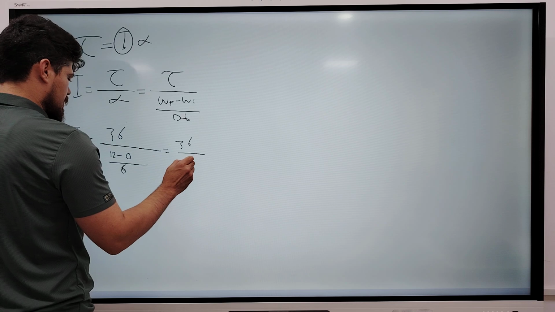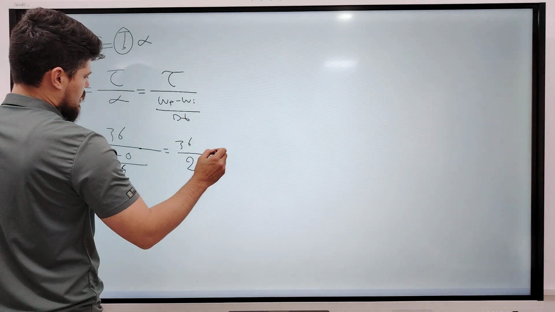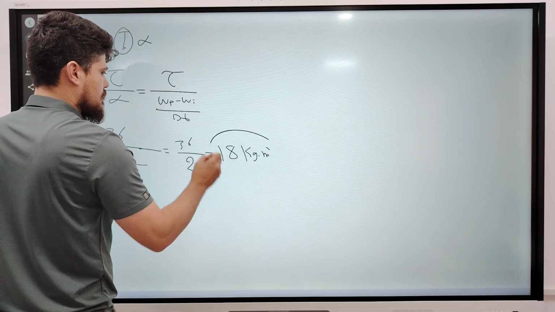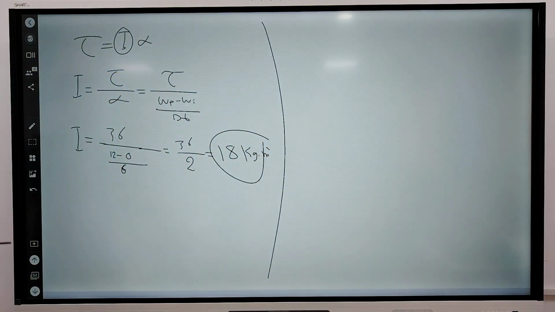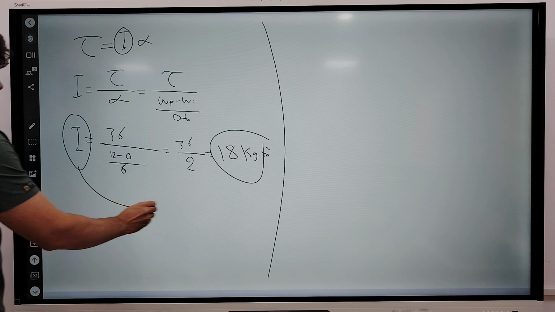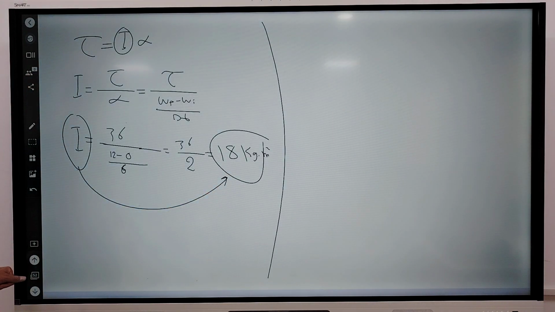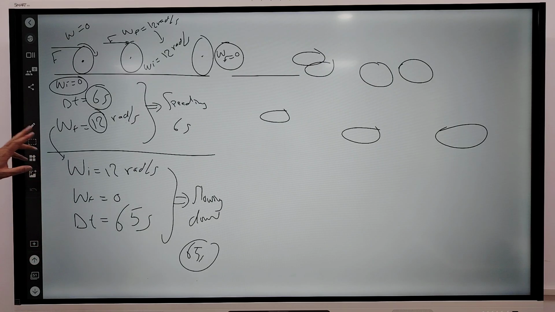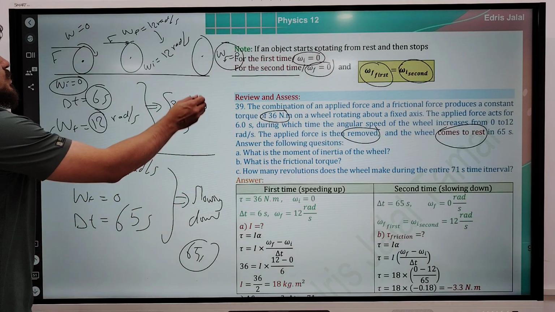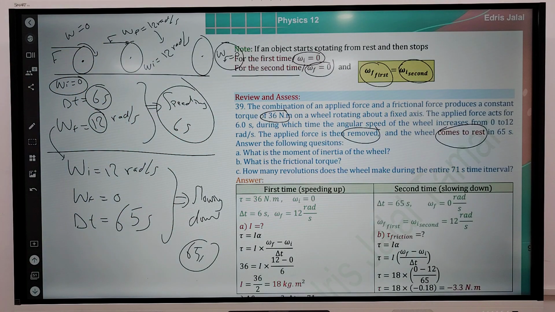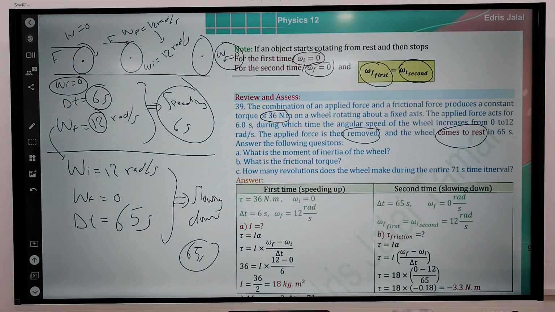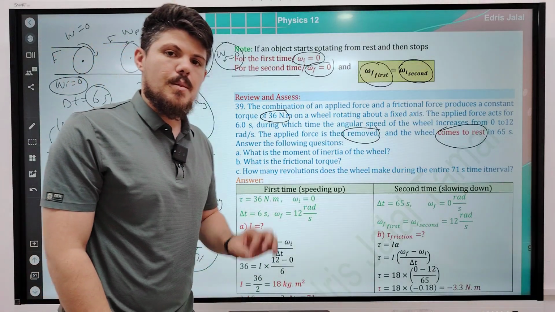36 divided by 2, which is equal to 18 kilogram meter square. What is this? This is the moment of inertia of the wheel. So in that case, we have to find the moment of inertia of the wheel by using the speeding up given values. Because in the case of speeding up, the torque is positive and the moment of inertia must always be positive.